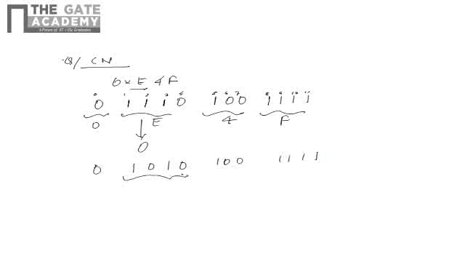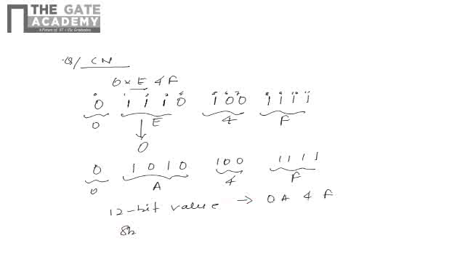So this value will change: from E it will become A, because it is 10. So this will be 0, this will be A, this will be 4, and this will be F. So this is the 12-bit value which was transmitted: 0A4F. But if you consider an 8-bit value, this value will become 0AF. Okay, so this is the answer. So the answer is A. Thank you.